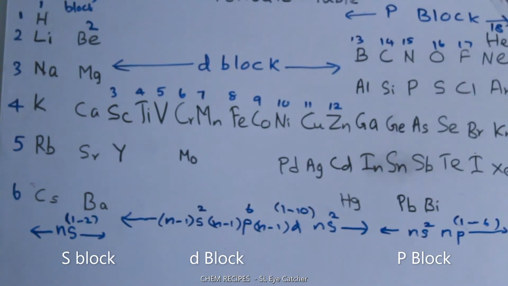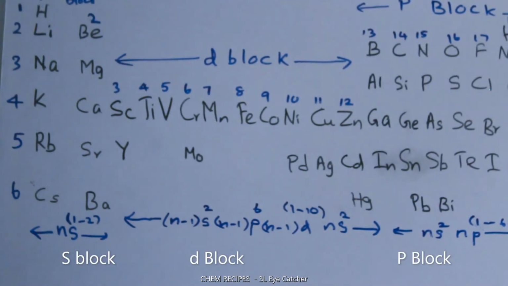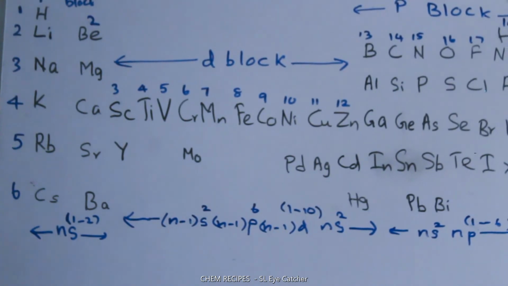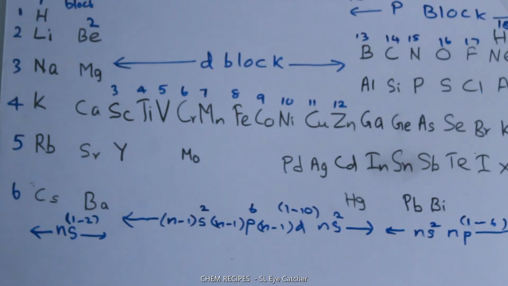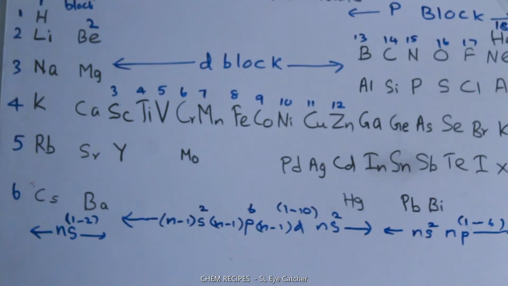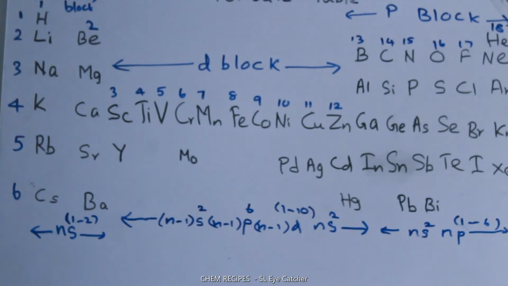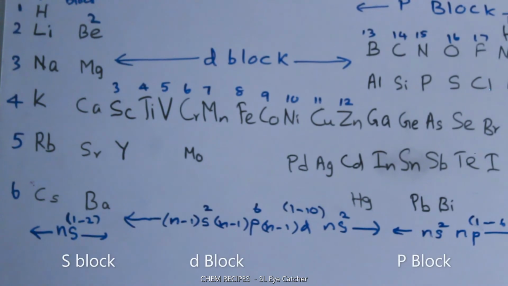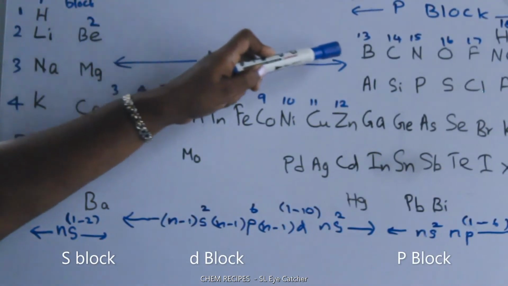Now, start from the boron family. Boron, aluminium, gallium, 3 elements.